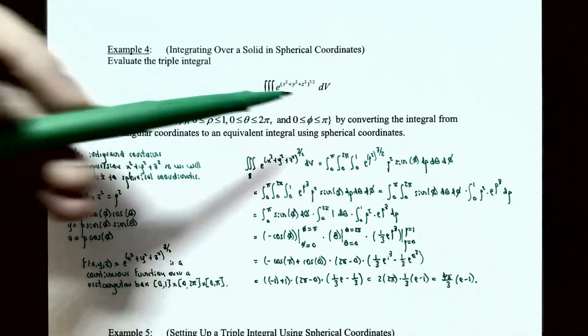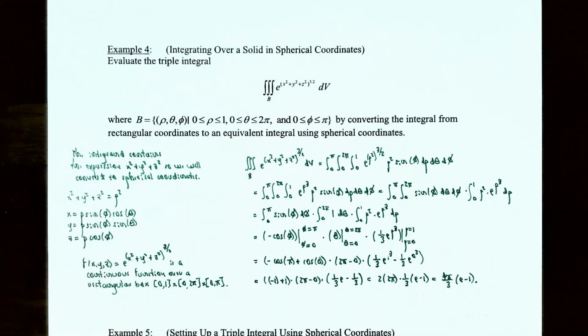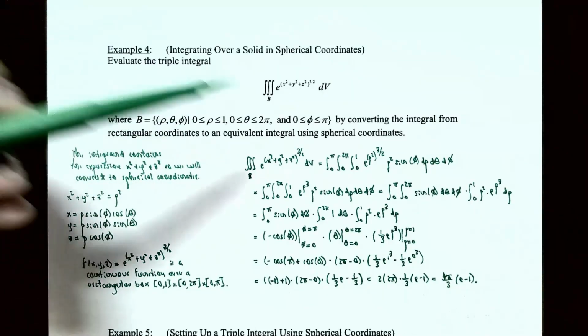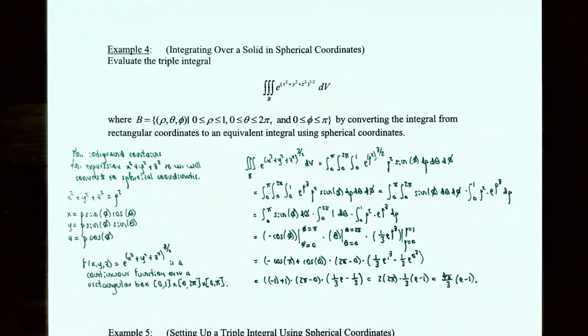And we're differentiating with respect to v, which represents volume. This region that we're integrating over is B. It consists of points rho, theta, phi. Rho is between values 0 and 1, theta is between values 0 and 2 pi, and phi is between 0 and pi. We're going to convert this integral from rectangular coordinates into an equivalent integral using spherical coordinates to find its value.